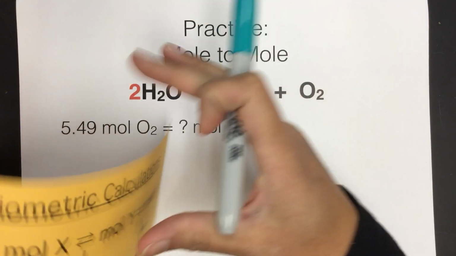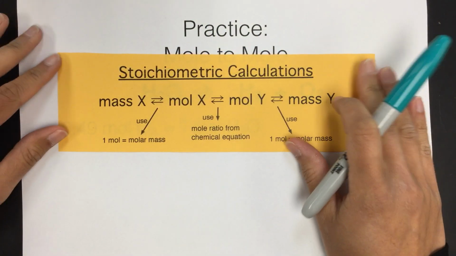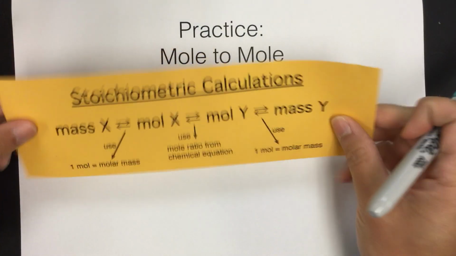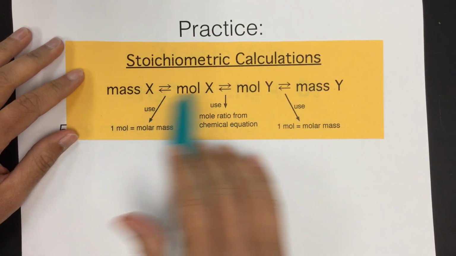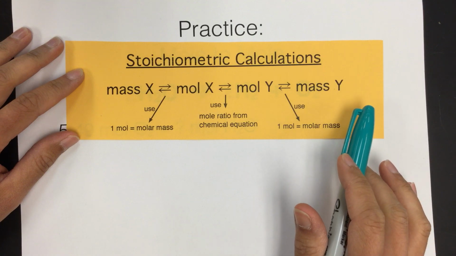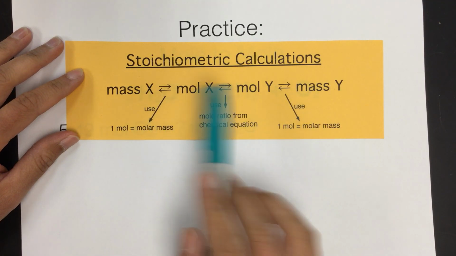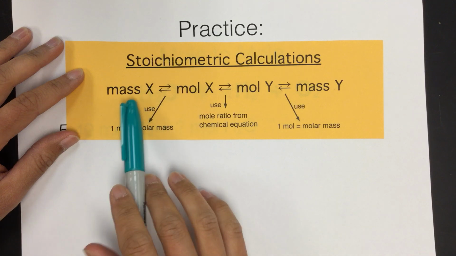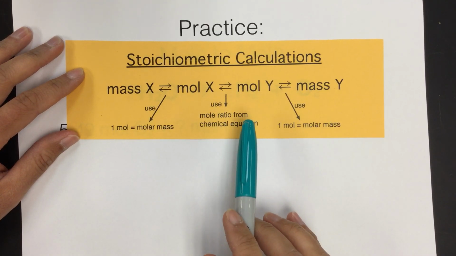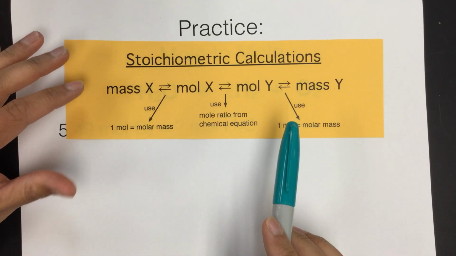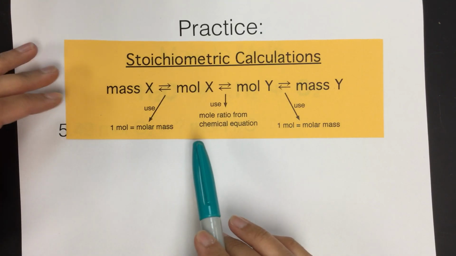And you have this in your notes, and you also got this little slip of paper in class, which will help you to go through all of these different types of calculations for stoichiometry. And so what you want to do is use this handout to figure out what you are given in the problem and what you are trying to solve. So depending on where you're starting and where you're ending, you're going to need some different conversion factors.